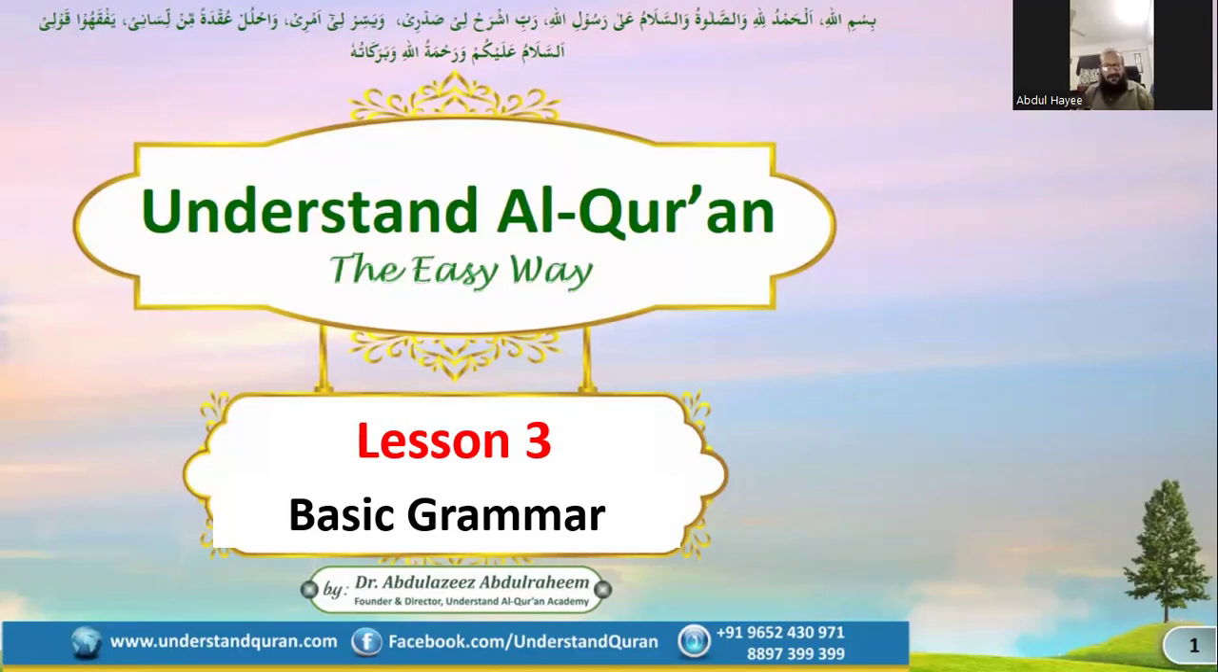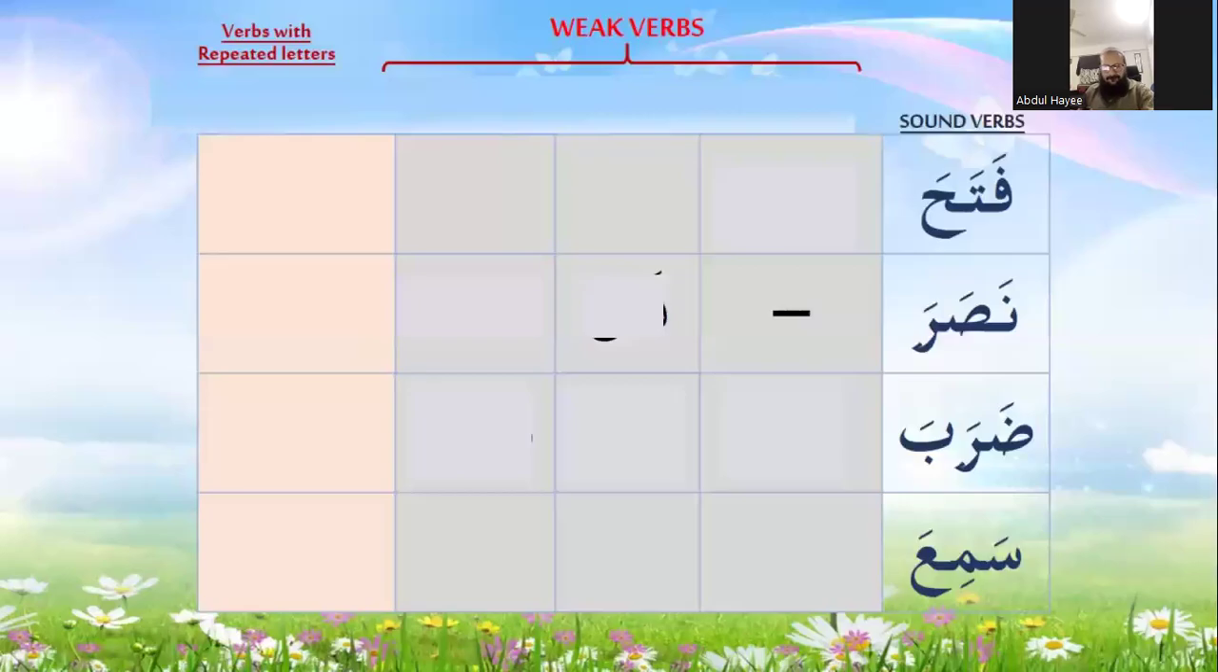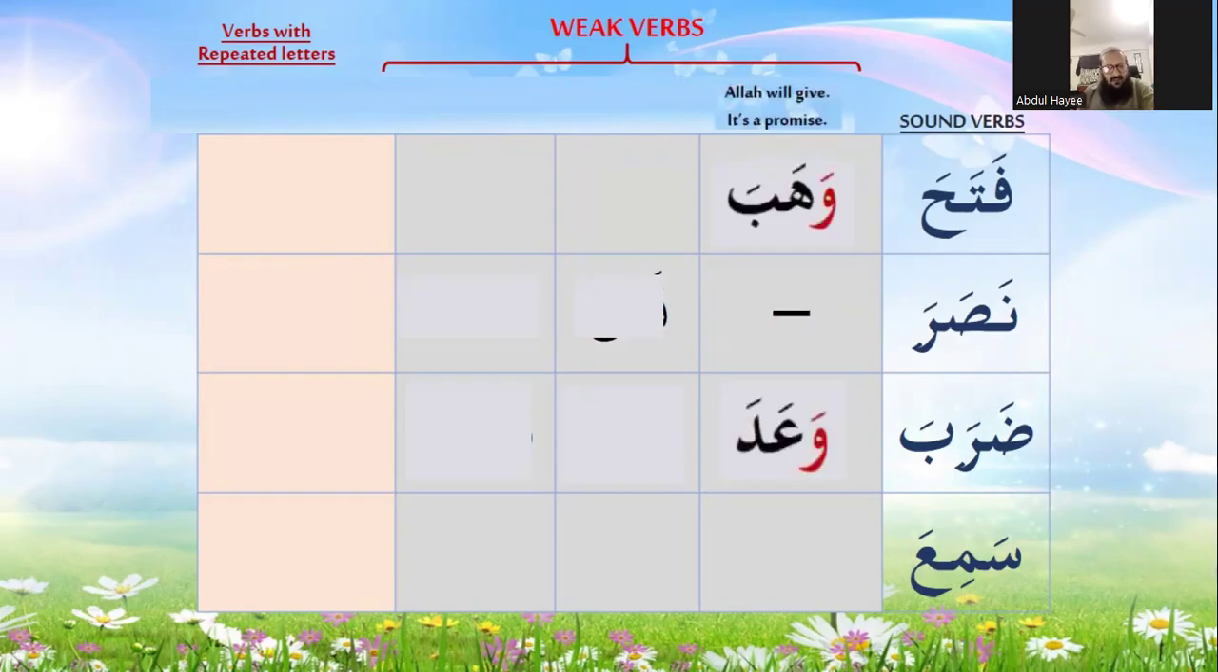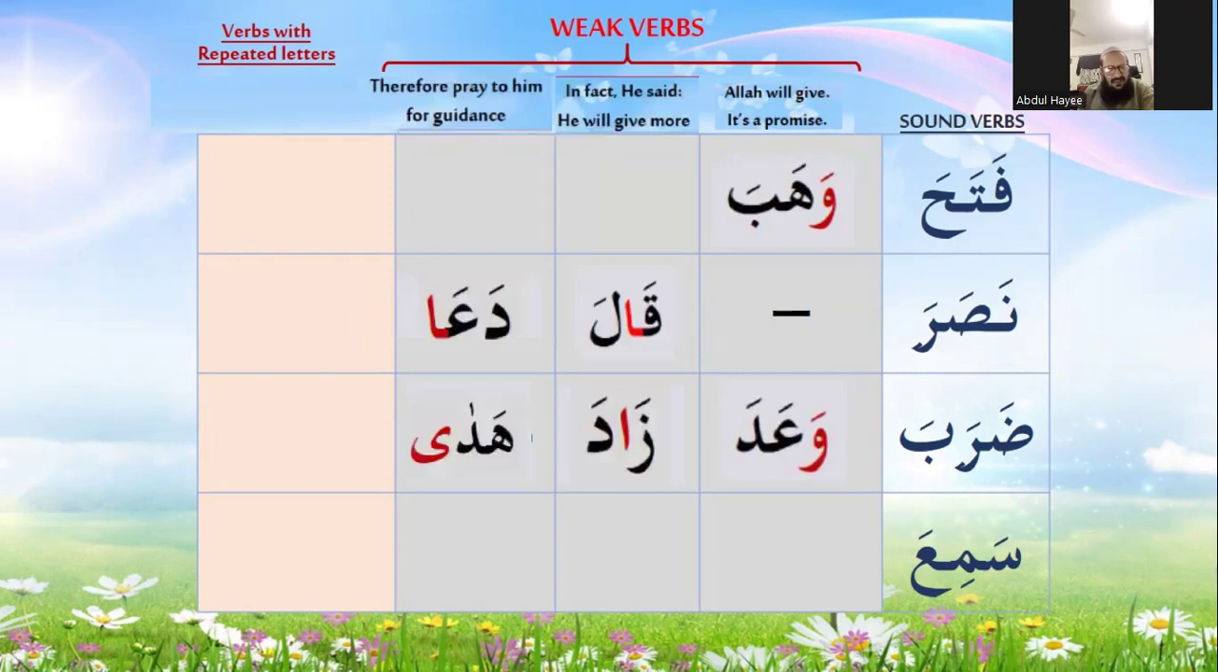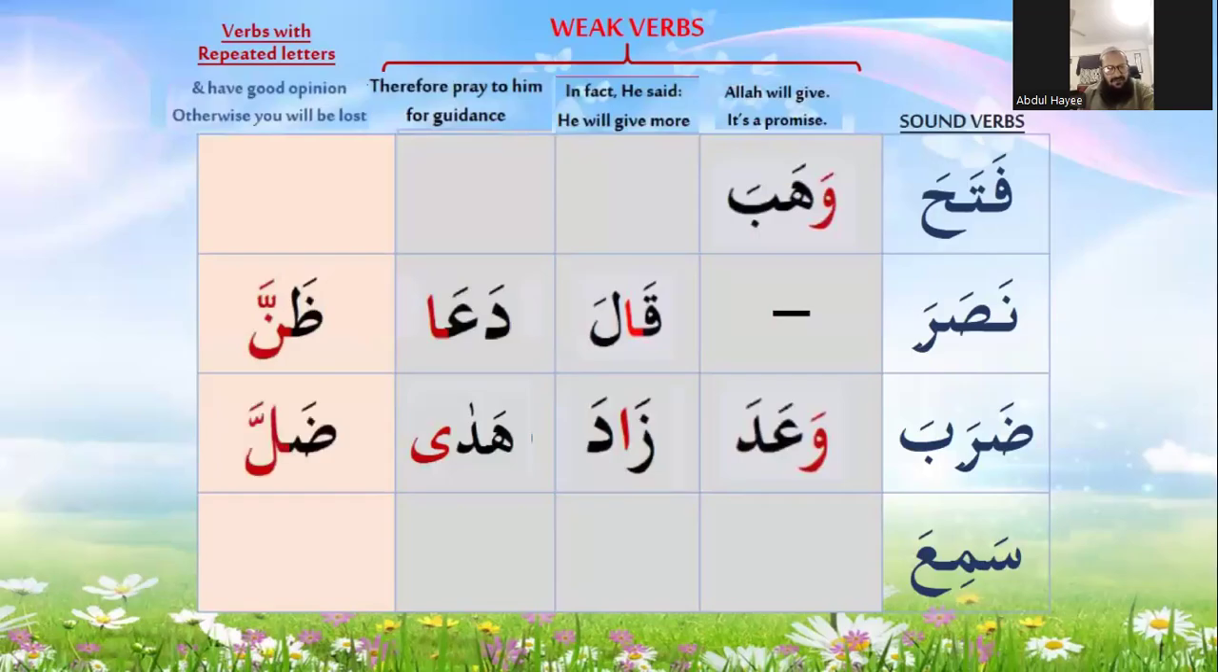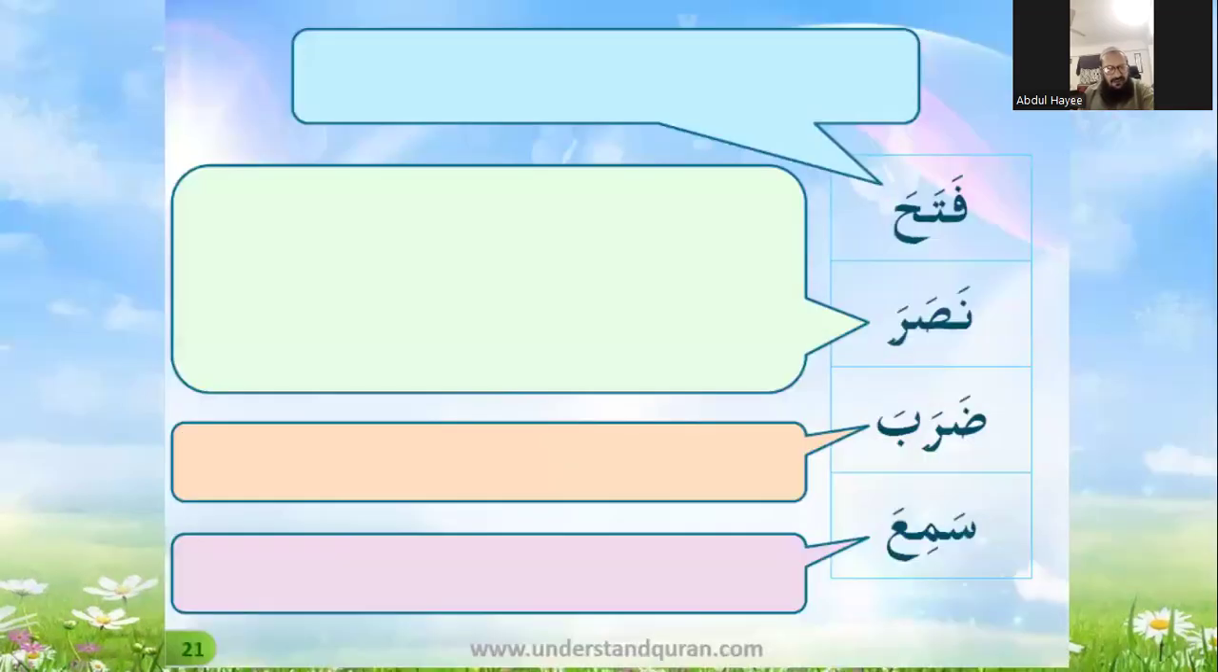Special Grammar Class Session 3. In QC1, we learned a few verbs and we said they are sound verbs, just like fataha, nasara, daraba, sami. In QC2, we learned some verbs and we said they are weak, just like wahaba, wada, qala, zada, da, hada. And we said there are some repeated verbs, just like zanna, dalla. And there are some called the hamza group, just like amr.